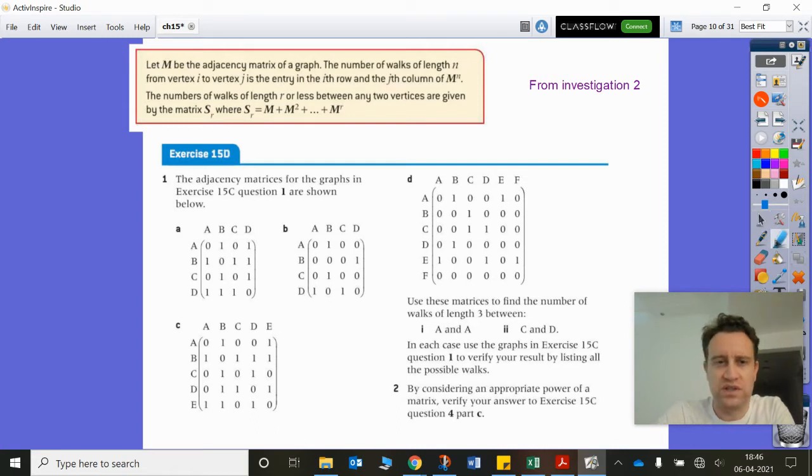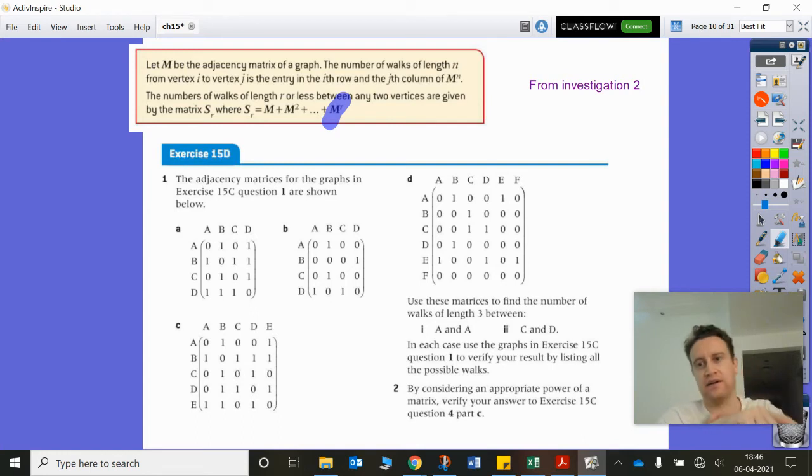You can see the rule up here as well. It says the number of walks of length r or less between any two vertices is given by the matrix S_r, where S_r is M plus M squared, all the way up to M^r. Now, that's actually walks of r or less. If you just want the walks of length r, you just need M^r. So if you want all of the walks of up to that length, then you're going to need to add in all of the other matrices as well.